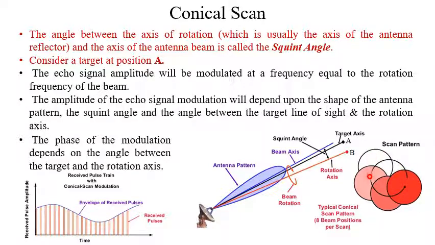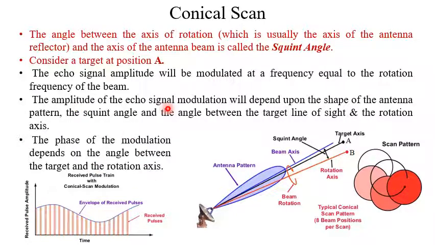So during this rotation, the amplitude of the received pulse will be modulated in this way, as you can see here. So more close to the target means higher amplitude, away from the target means lower amplitude. The echo signal amplitude will be modulated at a frequency equal to the rotation frequency of the beam. So this frequency is the rotation frequency.